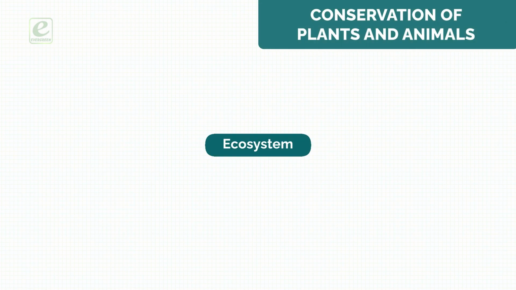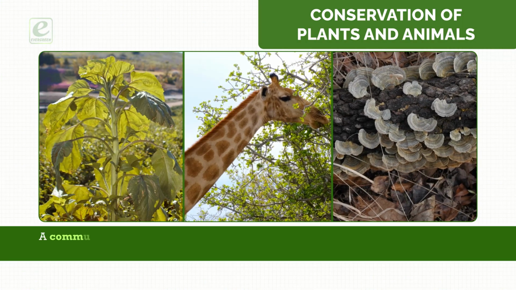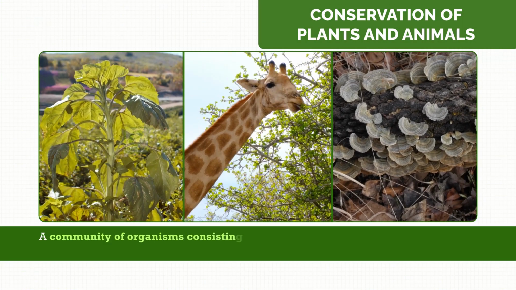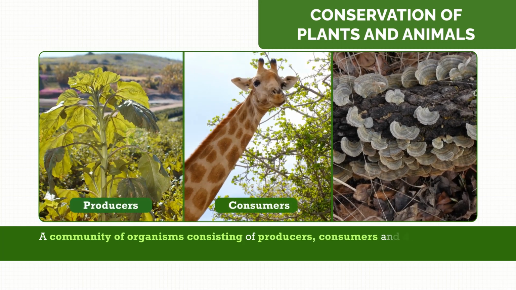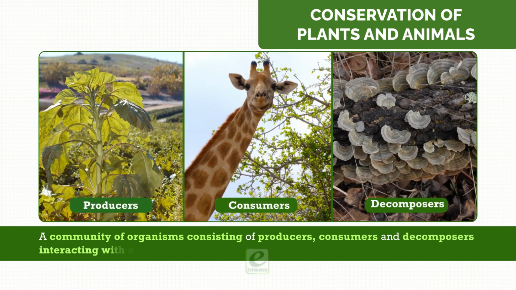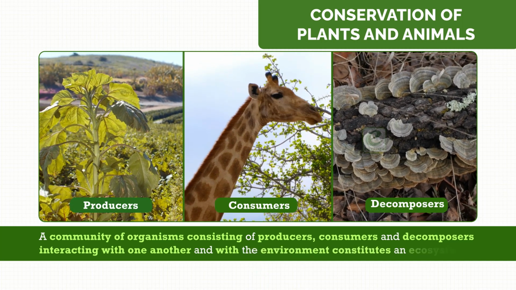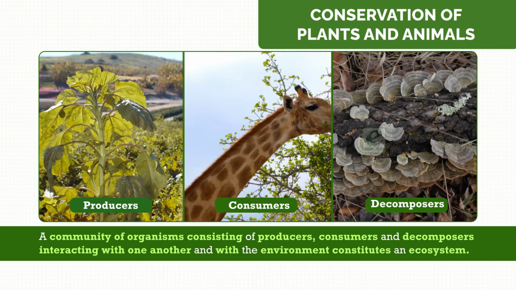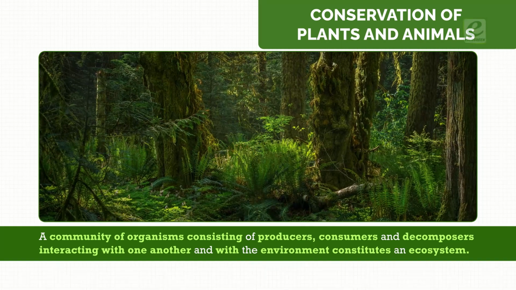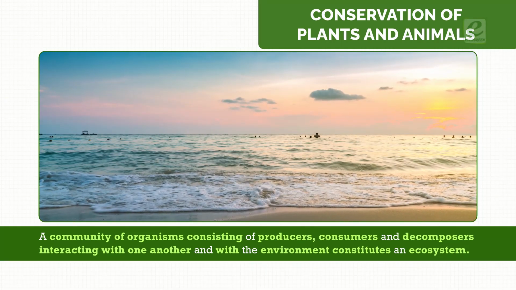Ecosystem. A community of organisms consisting of producers, consumers, and decomposers interacting with one another and with the environment constitutes an ecosystem. Example, a pond, a forest, or a seashore.